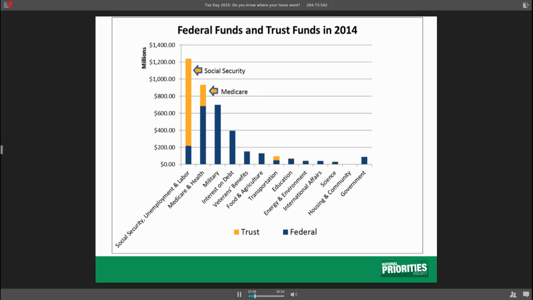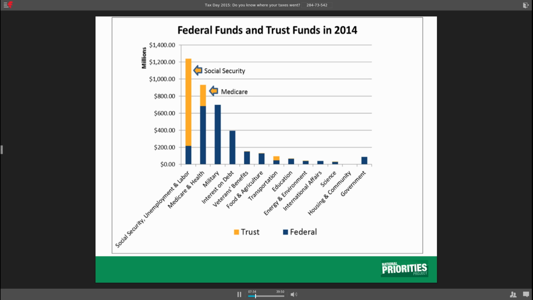And here, just so that you can get an idea of how much that is, I've shown some of the biggest trust funds compared to federal funds, which is the big pot of money that all of our income taxes go into, and corporate income taxes as well, go into one big pot of money that's known as federal funds, and that funds a large share of what the government does.